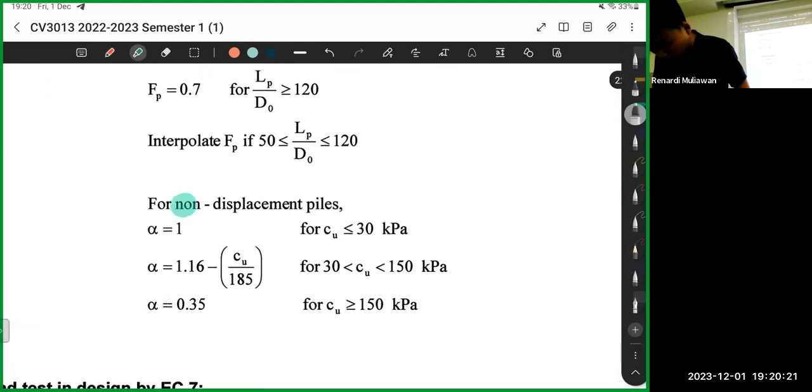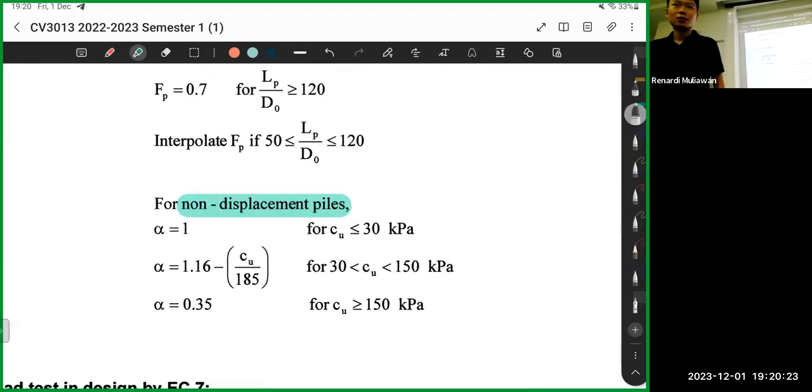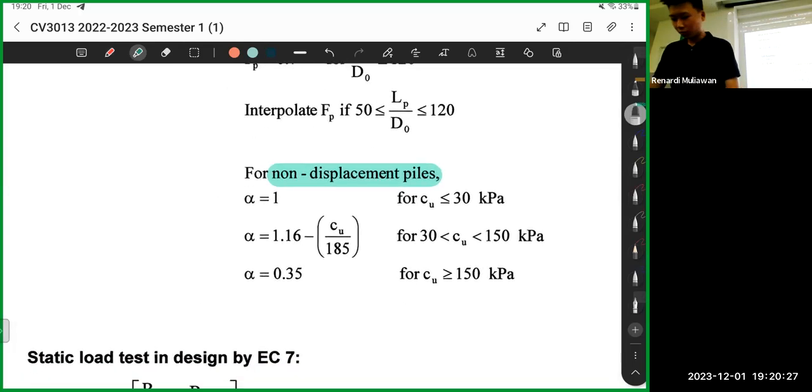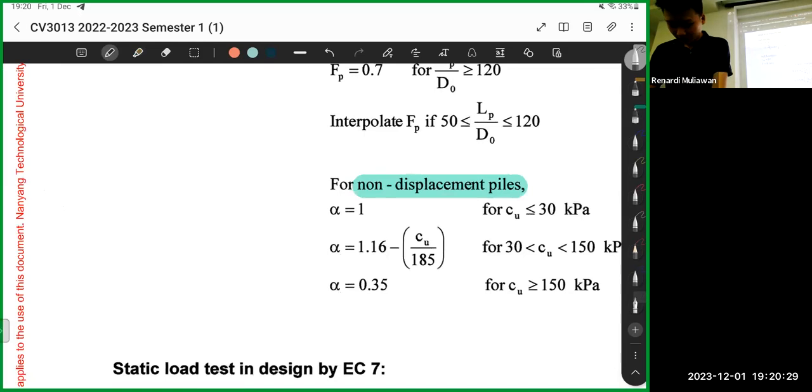So we follow the non-displacement paths. Some people ask, what's the difference between displacement and non-displacement? So I'll explain first. For displacement piles, these are usually the driven piles.